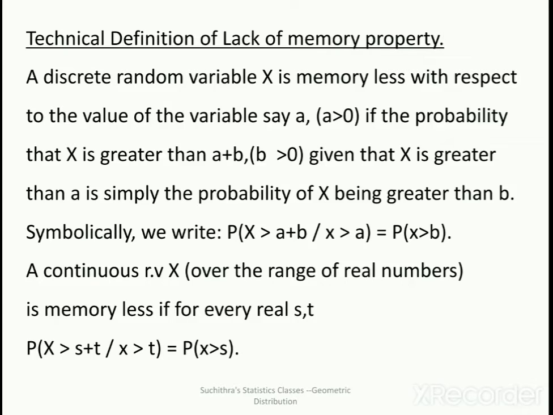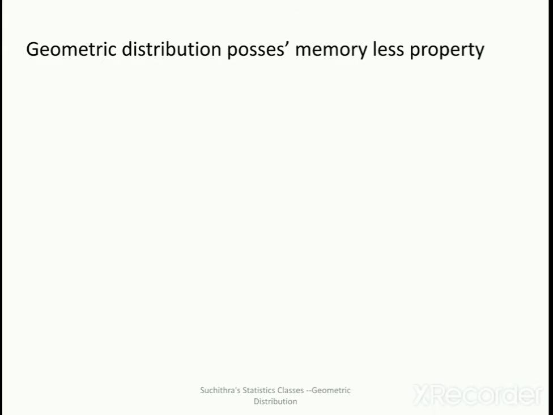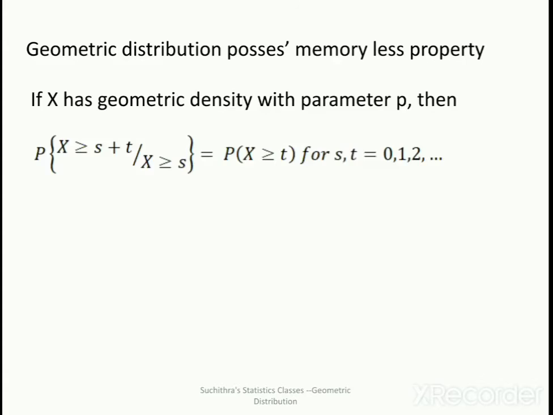Then a continuous random variable X over the range of real numbers is memoryless if for every real s and t, P(X > s+t | X > t) = P(X > s). Now the geometric distribution possesses memoryless property. That is, if X has geometric density with parameter p, then P(X ≥ s+t | X ≥ s) = P(X ≥ t) for s and t varying from 0 to infinity.